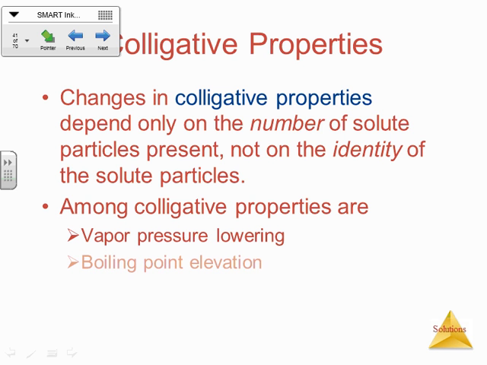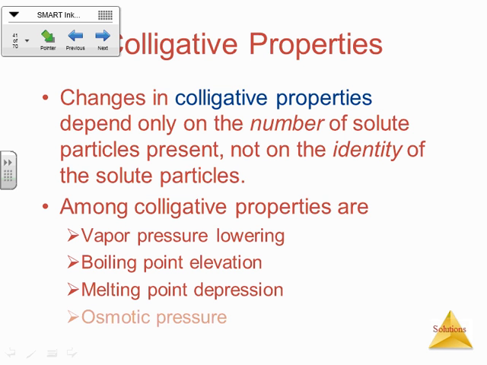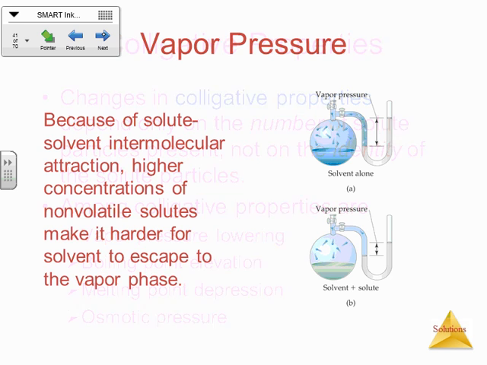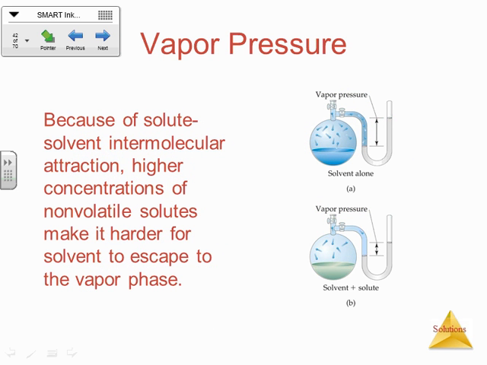So the ones that we're going to talk about are vapor pressure lowering, boiling point elevation, and they call it melting point depression. I've always seen it called freezing point depression, so we're going to call it freezing point depression. I don't know why they call it melting point, because if it's being depressed, you're freezing it, and it's just easier to think about freezing point. But anyway, and then osmotic pressure is the other one. Okay, so vapor pressure first.